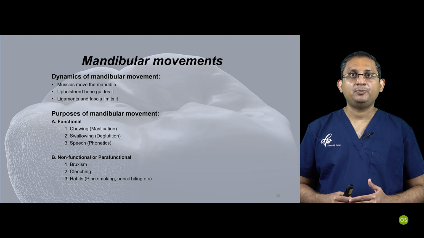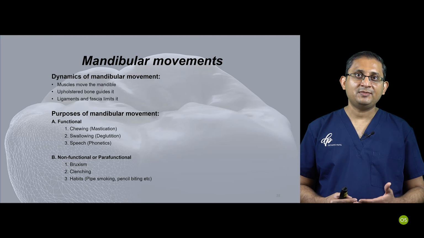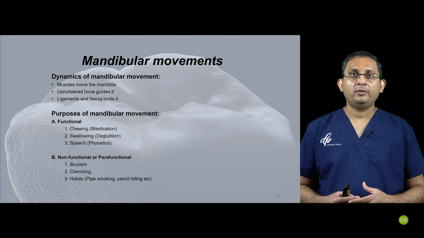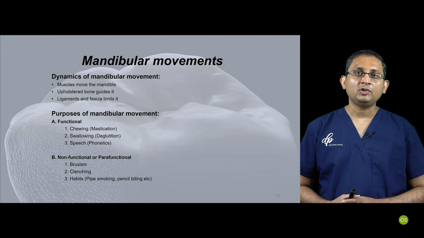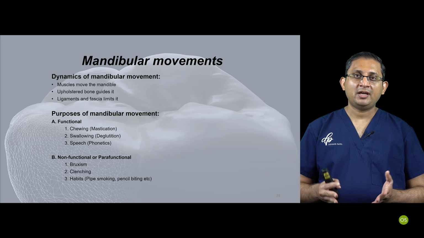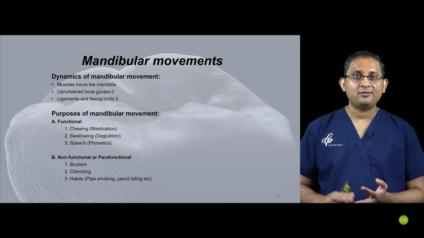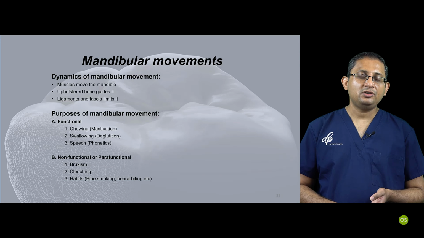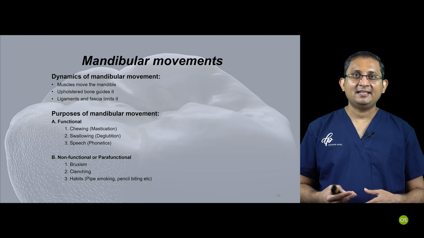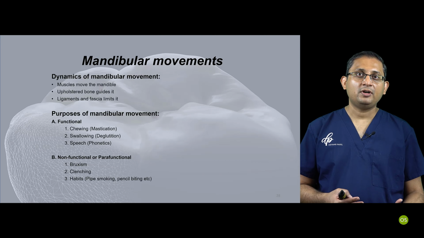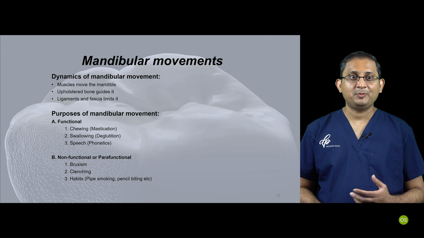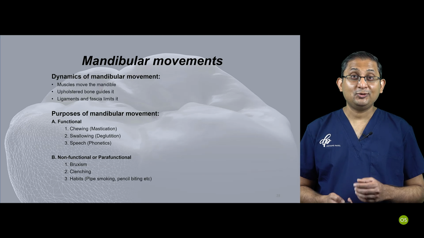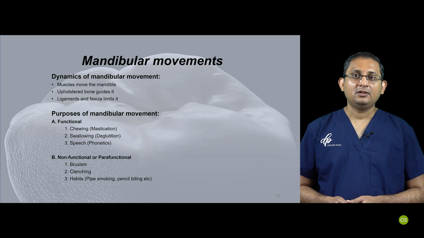These three components need to work in harmony. And when this harmony is broken, you can get some TMJ issues or mandibular movement which is not really functional. When it comes to mandibular movement, we have divided it into functional and non-functional movement. In functional, you have chewing, swallowing, and speaking, whereas in non-functional movement, you have all the parafunctional habits, which are bruxism, clenching, and different habits like pipe smoking or pencil biting, which are also parafunctional movements.